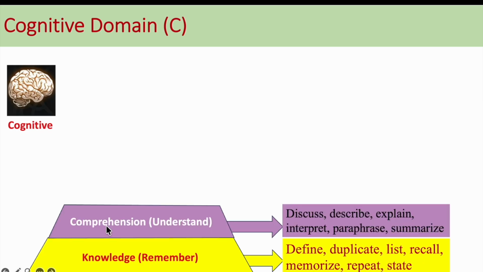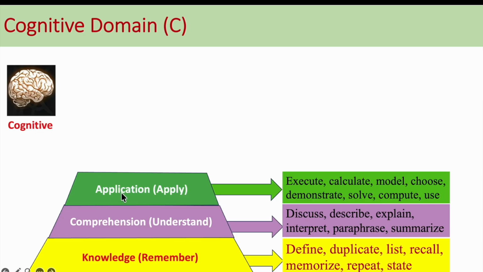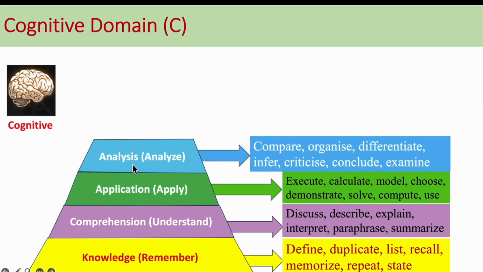The second level is comprehension, or you can say understanding, and the action verbs are discuss, describe, explain, interpret, paraphrase, summarize. Third level, C3, is application or apply, and the action verbs are execute, calculate, model, choose, demonstrate, solve, compute, use. Fourth level is analysis or analyze, and the action verbs are compare, organize, differentiate, infer, criticize, conclude, examine.